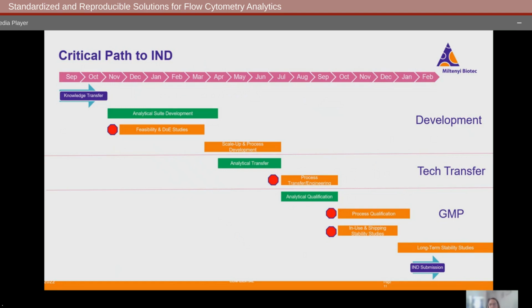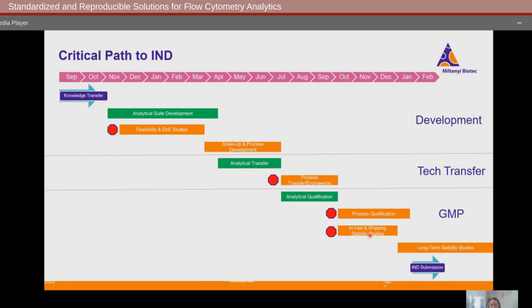To get all the way to an IND, without appropriate analytical methods, it can be difficult to have those early stage feasibility experiments or studies. But once you achieve those, you can scale up and do part of the tech transfer at that point. That particular process of transfer and engineering can be a bottleneck, and often flow cytometry is a critical part of that tech transfer.